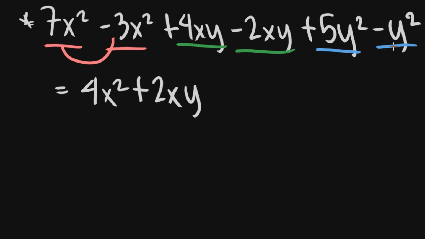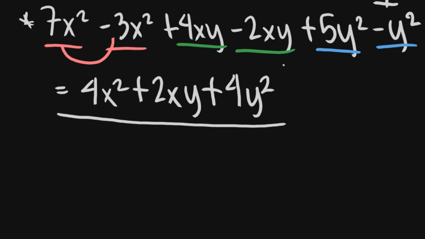Then lastly, 5y squared minus y squared. The y squared has a number 1 on it. Therefore, it's just 5 minus 1. Therefore, 5 minus 1 is equal to 4, positive 4 to be exact. So, positive 4. Don't forget the y squared here. So, 4y squared. That would be our final answer.